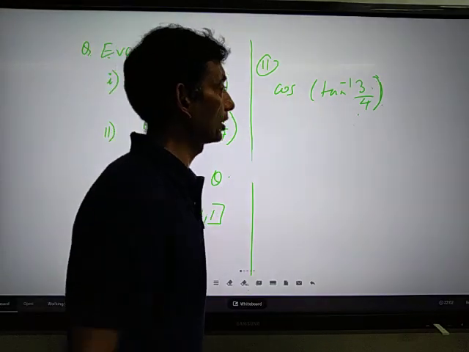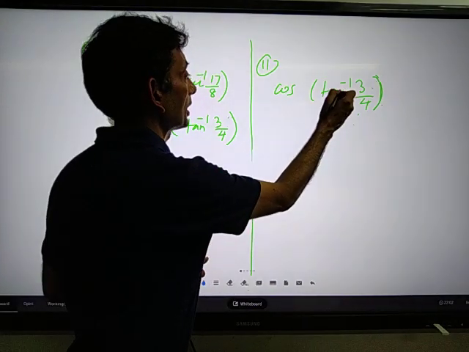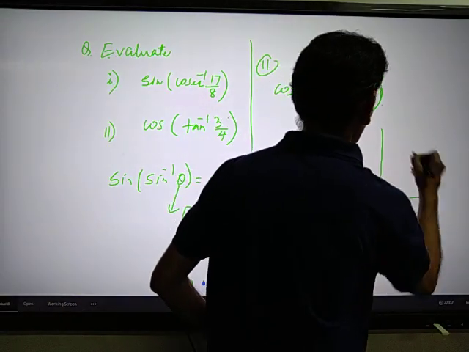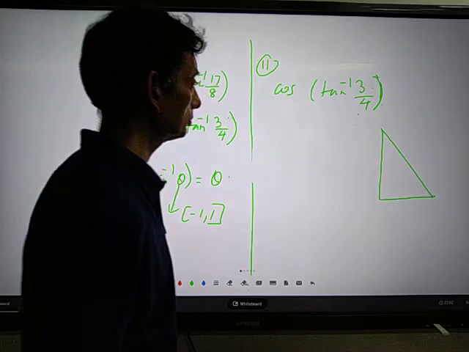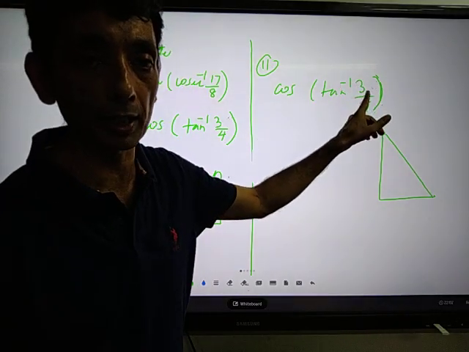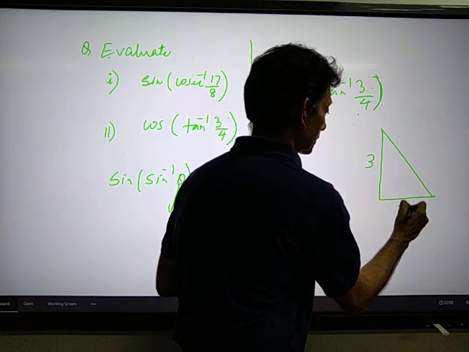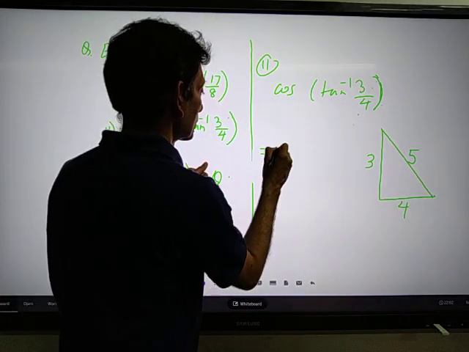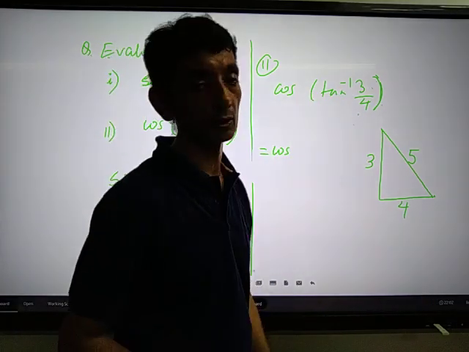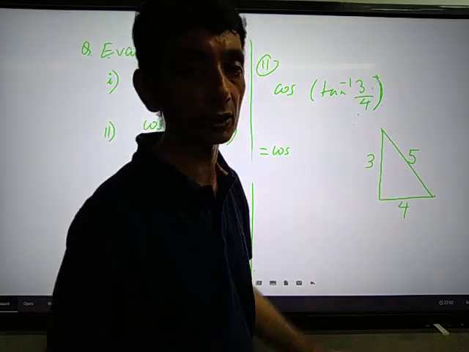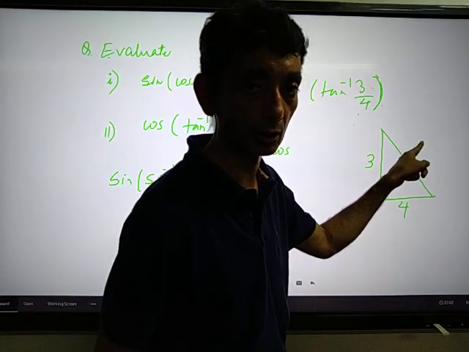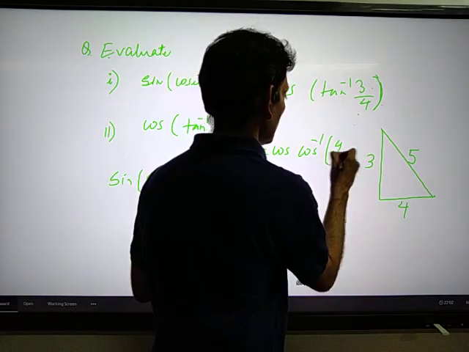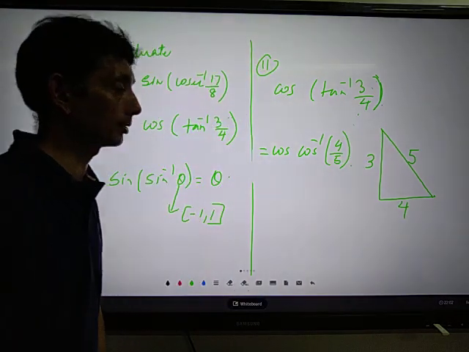Now, cos tan inverse 3 by 4. Now we'll convert the tan inverse to cos. For that, we'll just draw the right triangle. Tan means perpendicular by base, so it's 3 perpendicular, 4 base. Then what will be the hypotenuse? Hypotenuse will be 5. Now we'll convert tan inverse to cos inverse. Cos is base by hypotenuse, so therefore it will be cos inverse 4 by 5.